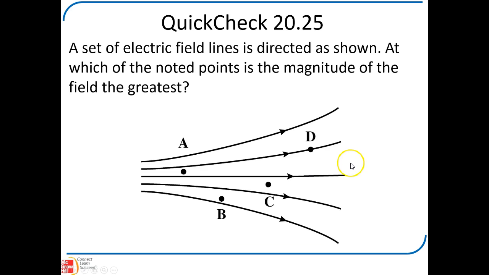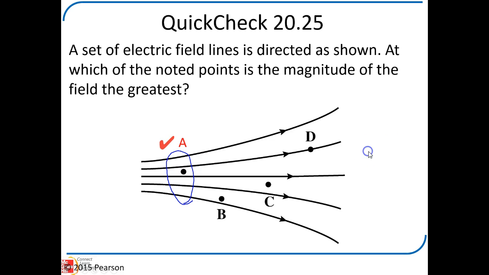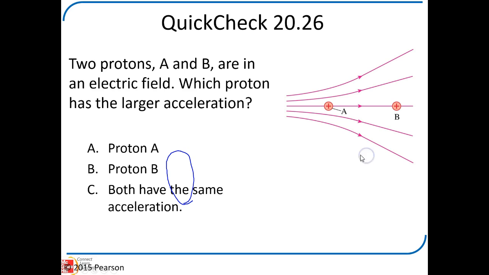For 20.25, a set of electric field lines is directed as shown. At which of the noted points is the magnitude of the field the greatest? So wherever the field lines are really close together, that's where our electric field is going to be really big. So A is going to be the biggest field strength here, and so we'll see that that one is checked.